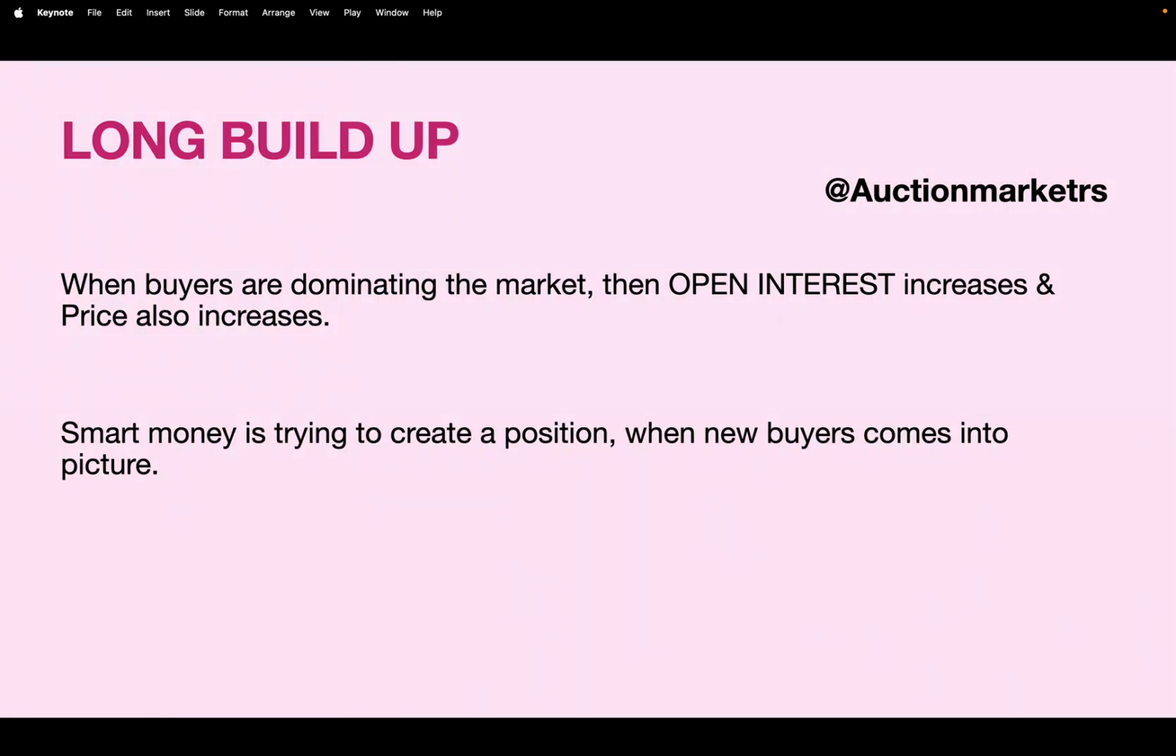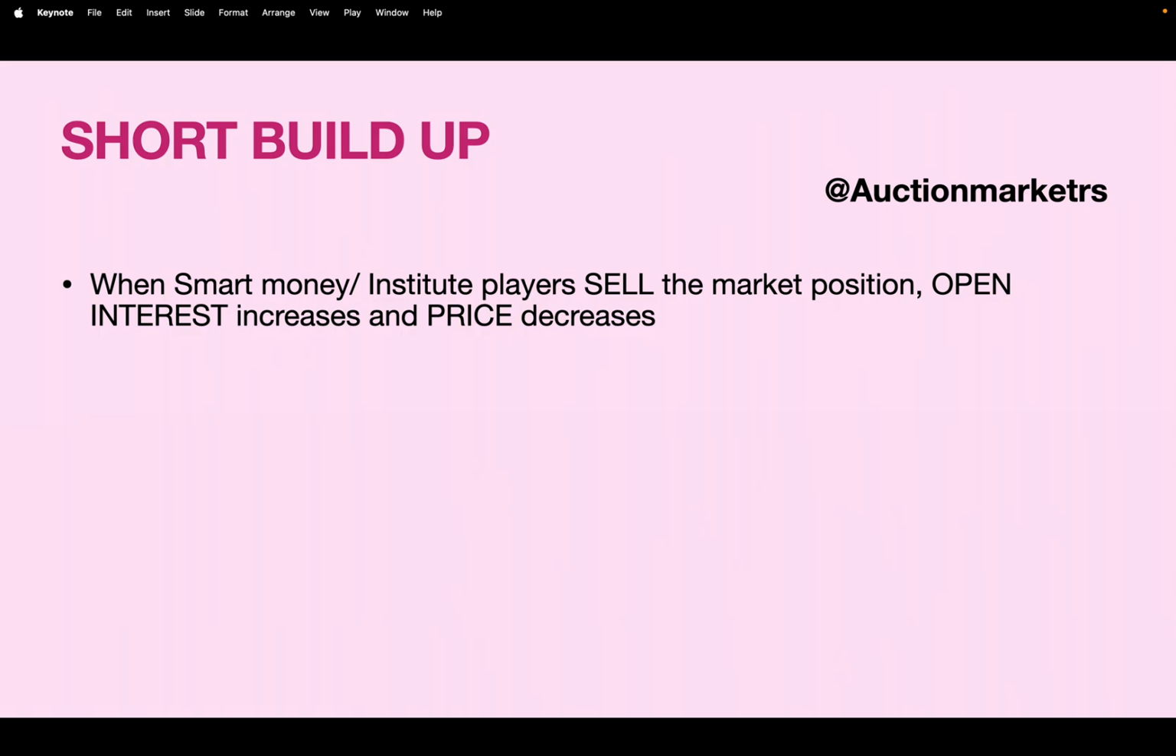We'll go with the short buildup. Short buildup is exactly the opposite of long buildup. In short buildup, smart players or institutional players are trying to sell their market positions. So in this case, what happens? Open interest will increase because the price is going down. And when the price goes down, that particular contract closes. And when that contract closes, one open interest token is generated.